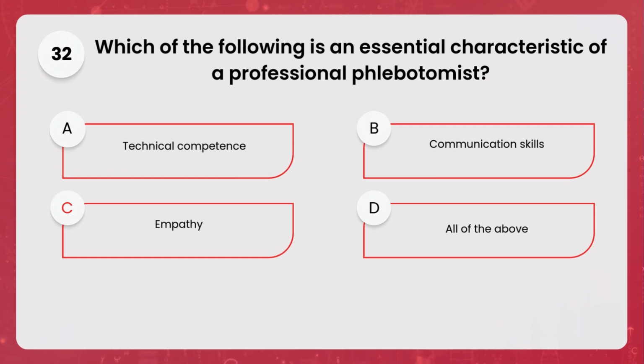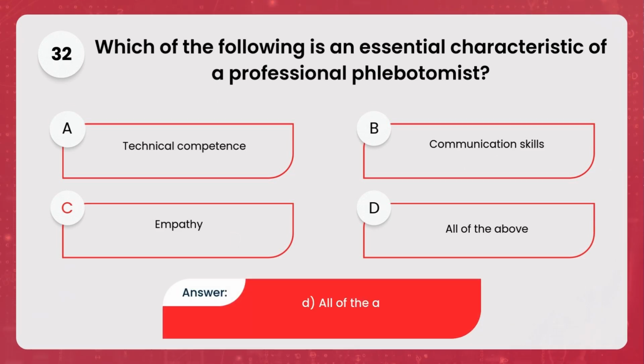Number 32. Which of the following is an essential characteristic of a professional phlebotomist? A. Technical competence. B. Communication skills. C. Empathy. Or D. All of the above. The answer is D. All of the above.